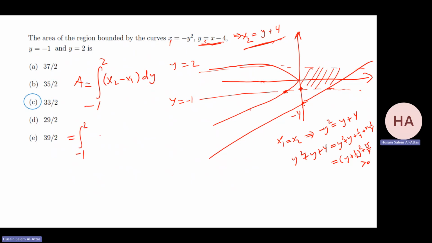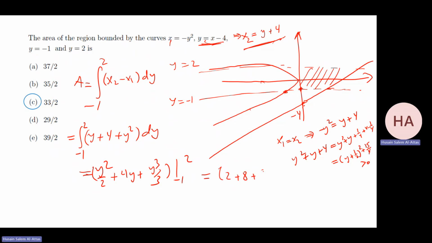That will be from minus 1 to 2. x2 is what? y plus 4 minus y square, so the integrand is y plus 4 minus y squared dy. So I have y squared over 2 plus 4y minus y cubed over 3, from minus 1 to 2. That gives me 2 squared over 2, plus 8, minus 8 over 3, minus, with the minus 1, half minus 4 plus 1 over 3.